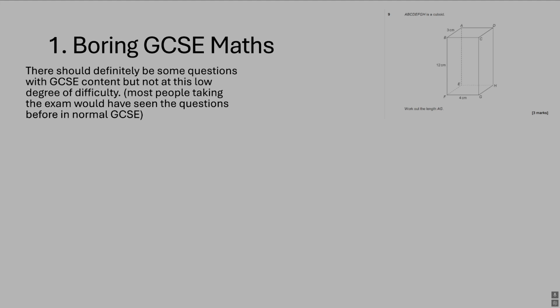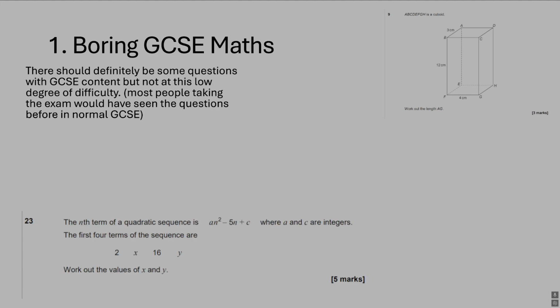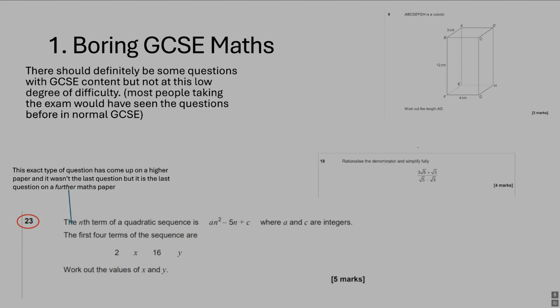Like this. This is just Pythagoras twice. Why is this here? This is the last question on a further maths paper, which is something that's come up on a previous GCSE paper for fewer marks and also further back in the paper. So why it's the last question on a further maths paper, I don't know. This is question 18. It's 4 marks. This is further on and also more marks than it would be in a normal GCSE paper.